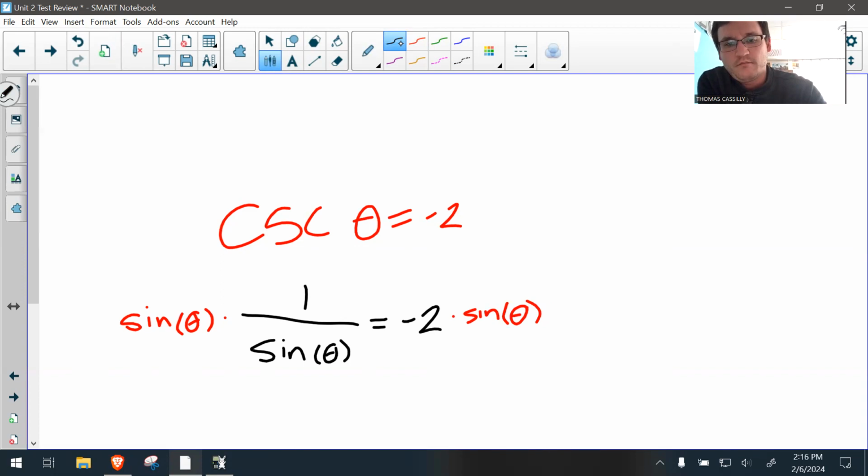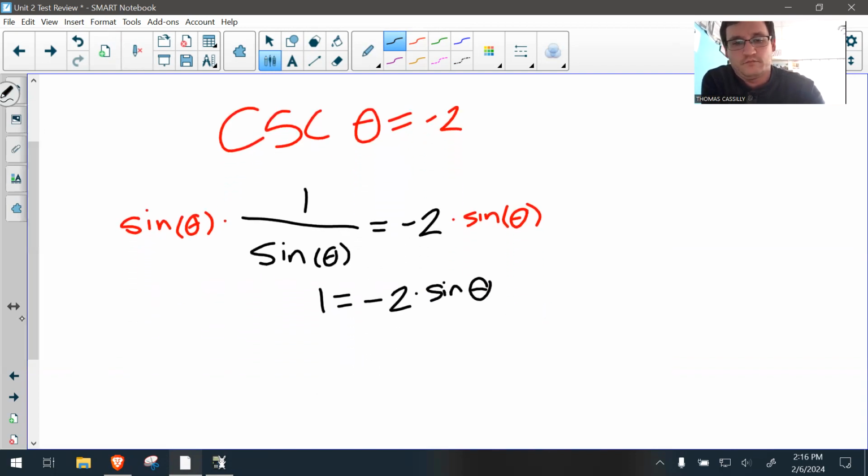And we're going to have 1 equals -2 times the sine of theta. All right. And then last step, we're going to have 1 over -2. Just divide that -2 on both sides. And we have the sine of theta equals -1/2.